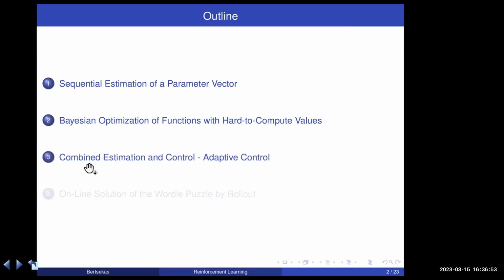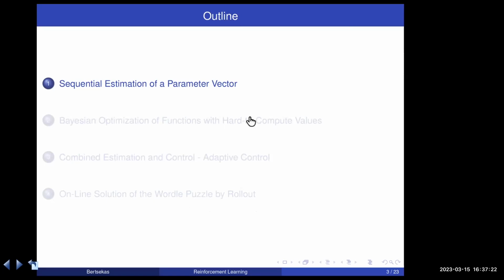Then we're going to discuss the combination of estimation and control as it arises in the context of adaptive control. We will see that these two cases here are special cases of the adaptive control formulation, easier special cases. And then we're going to discuss the application of adaptive control for the online solution of the Wordle puzzle, and we're going to use rollout for that.